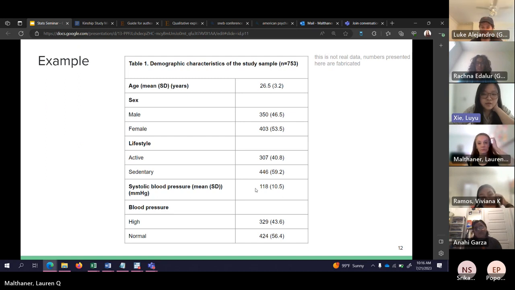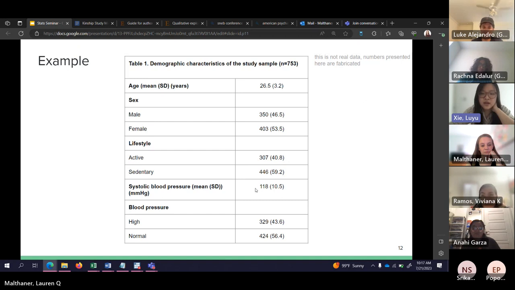Okay, so here's our table 1. After you compute those means or percentages in your software, you want to report them like this. It just tells people your demographic characteristics. For example, in this sample, we got a mean age of 26.5 with standard deviation of 3.2. And you also have the N and percentage for sex, lifestyle, and blood pressure. Remember we have both continuous and categorical.